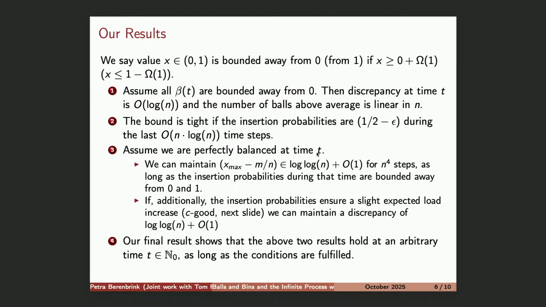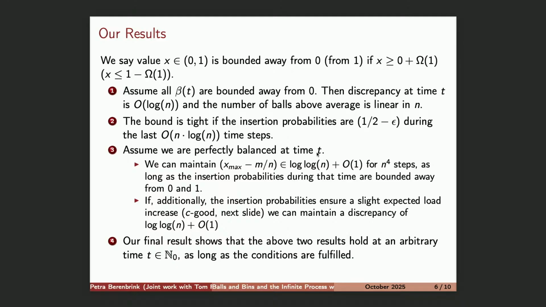And the number of balls above the average is linear in n. So we can also show that the bound is tight, and it is tight in the sense that if the insertion probability is a little bit too large, say the insertion probability is 1/2 minus epsilon during a certain time interval, then the maximum load pops up to log n. So meaning without further restriction, this bound is more or less tight.